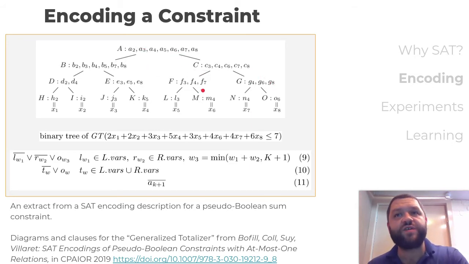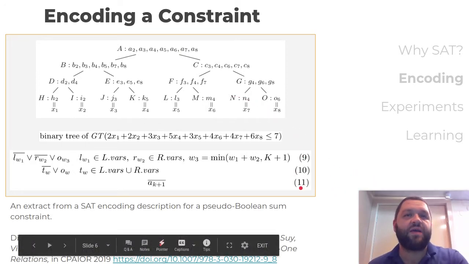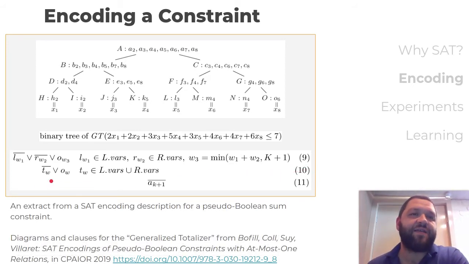So to produce our SAT clauses, we have these different types of clauses. The ones labeled 10 are basically saying that if a variable is turned to true here, then the variable with the same weight in the parent node is also set to true.